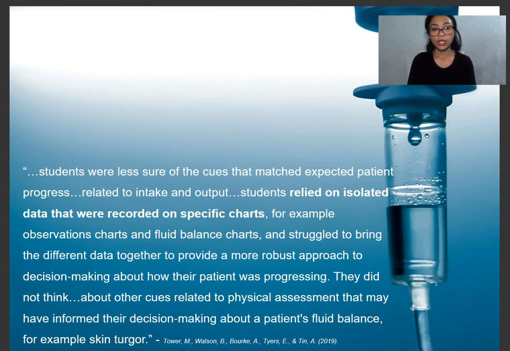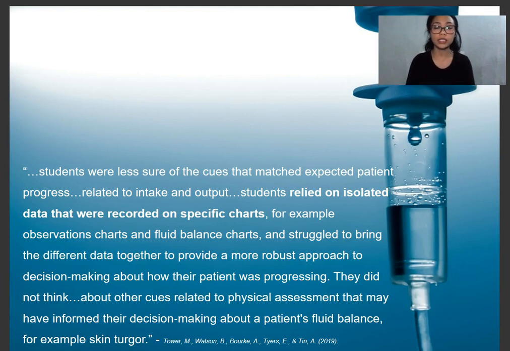Before we go into some context, some concepts around fluid imbalance, I want to look at the evidence around why knowing how to apply our knowledge with regards to fluid balance and fluid imbalance is so important. And I always like to start with what the research is around this area.